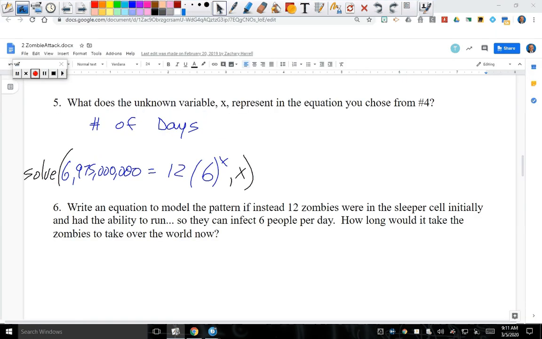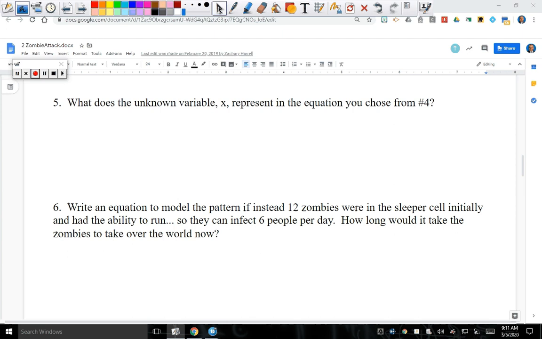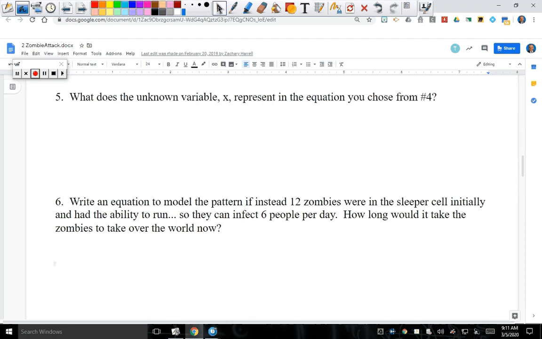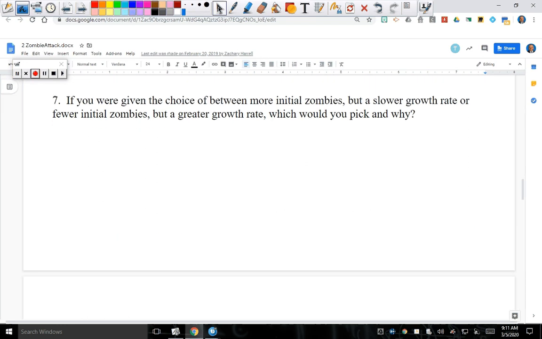So, how long would it take? This one would be 11.263 days. Let's go to 7. If you were given the choice of between more initial zombies, but slower growth rate, or fewer initial zombies, but a greater growth rate, which would you pick and why?